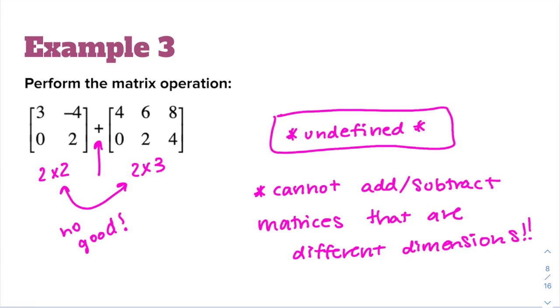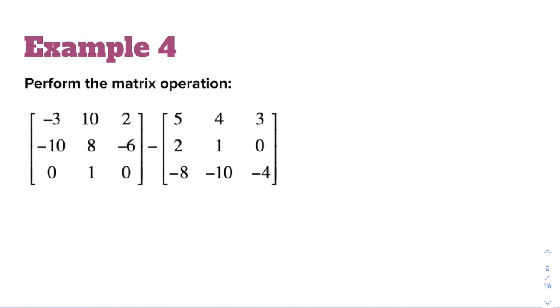Okay, so I'm gonna have you try example 4 on your own. You're gonna wanna pause the screen, go ahead, do subtraction. These do happen to both be 3 by 3. And you're doing subtraction, so make note of that sign. So go ahead, find the answer, and then I will tell you what the answer is.